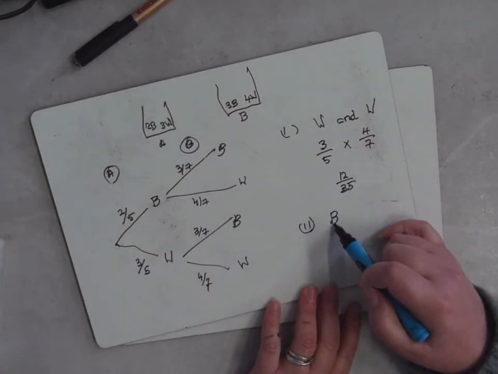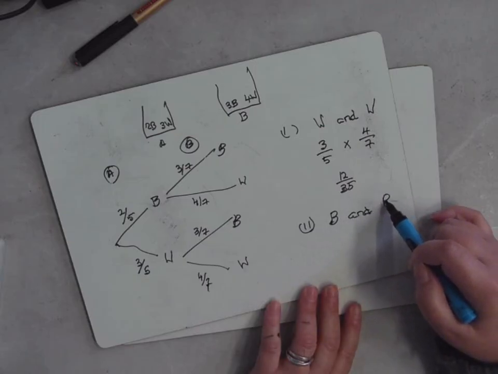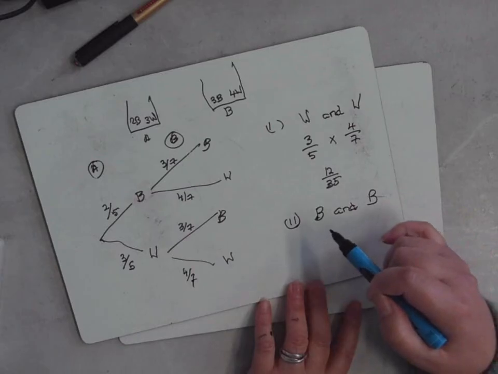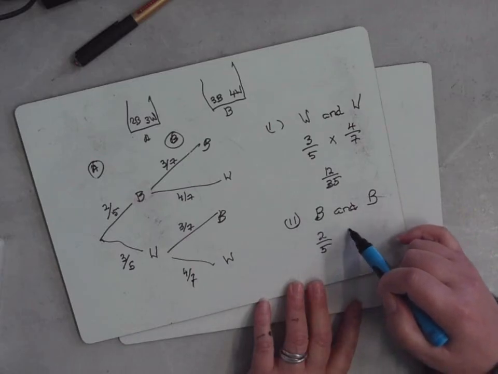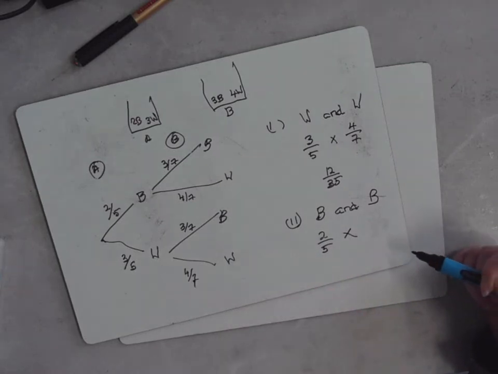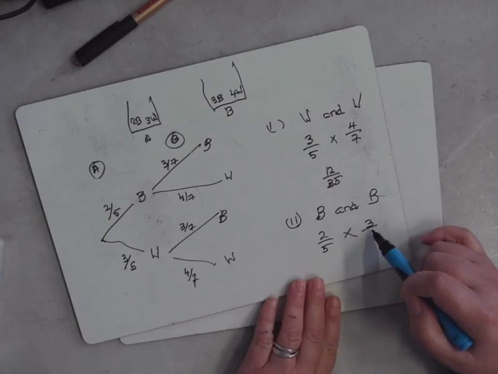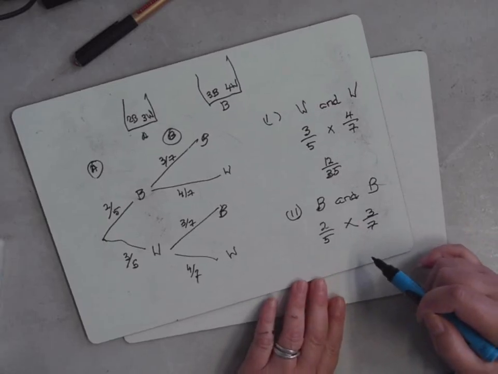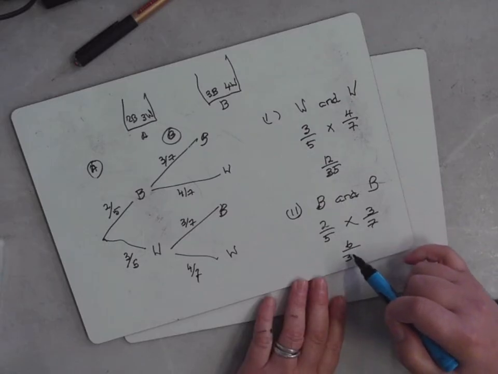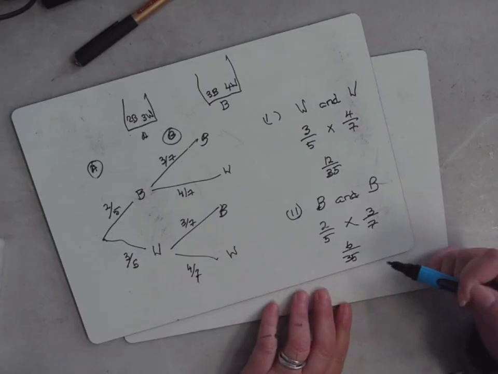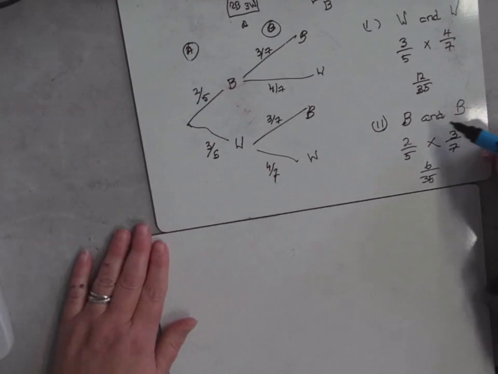So that means you want to get blue and blue. So bag A, blue, what are the chances of blue out of bag A? 2 over 5. And means you multiply. What are your chances of blue out of bag B? 3 over 7. There's 3 blue balls, so 3 out of 7. And that's 3 twos are 6 over 35. Okay, is that alright?